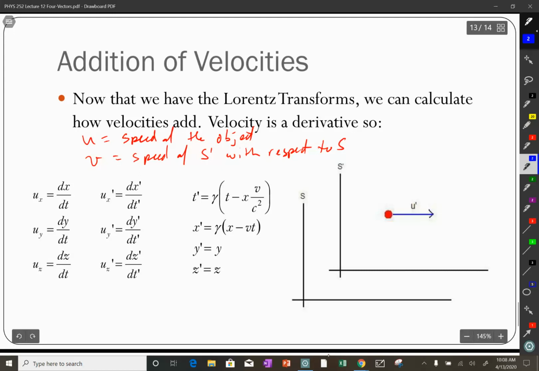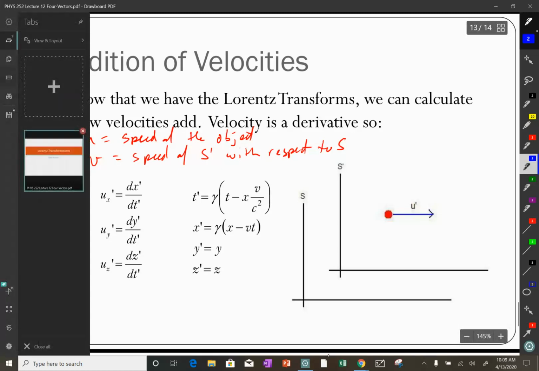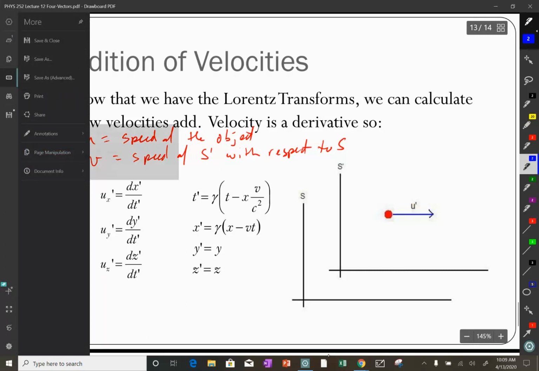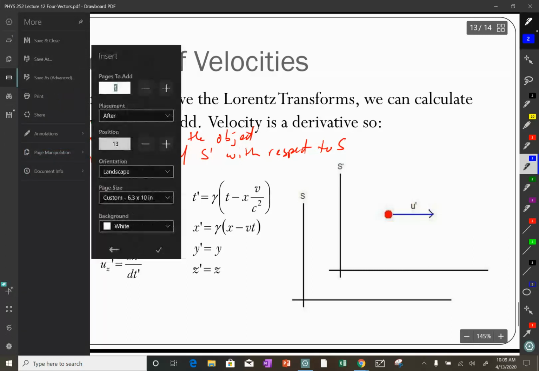Or if we're going to do x prime, the speed in the x prime direction, that is, as measured in the prime frame, is the derivative of distance in the prime frame divided by the derivative of time in the prime frame. Well, that's real simple, right? And then we have our Lorentz transforms, which relate the primed and unprimed frames. So let's get to work on this. And this is going to require me to add just a few pages. Insert, let's add 3, just to make sure we have enough space.